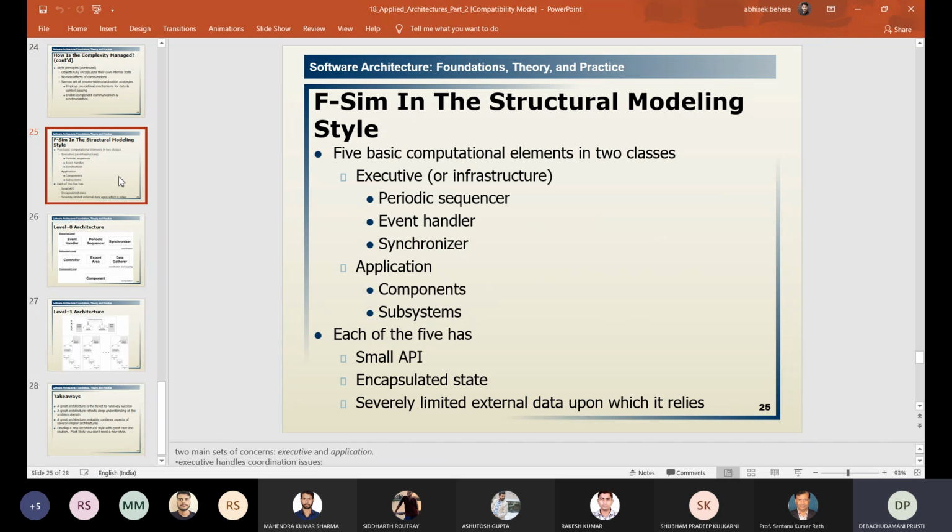What are the 2 classes? One is your infrastructure class, that is the executive class, another the application class. In the infrastructure class we have 3 computational elements, and in the application class we have 2 computational elements. Each of these 5 has a small application program interface, and they have the encapsulated state and are severely limited with some external data upon which they rely.